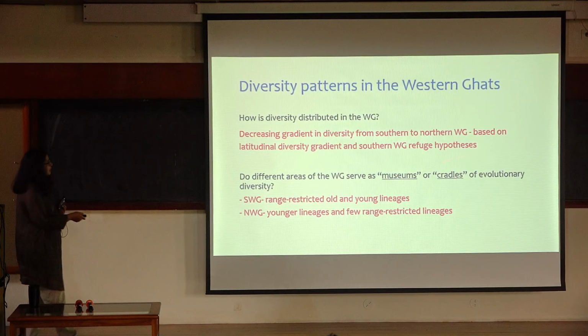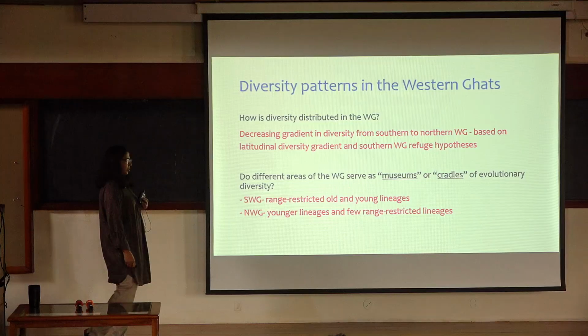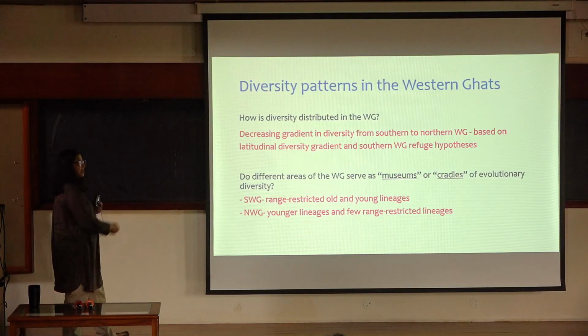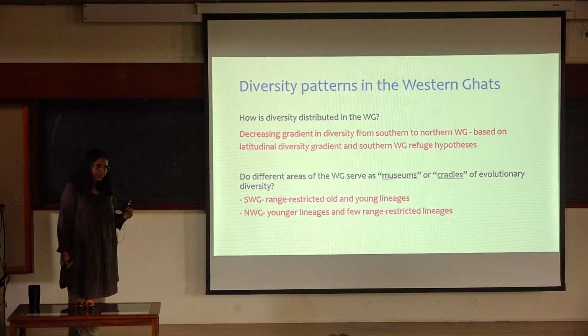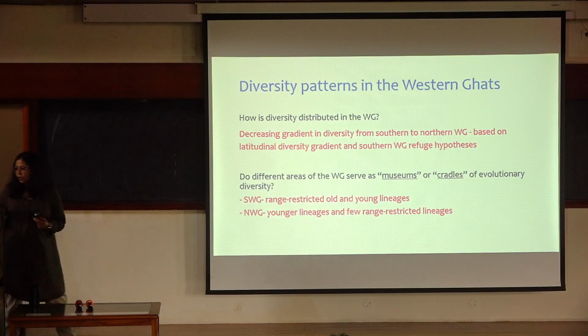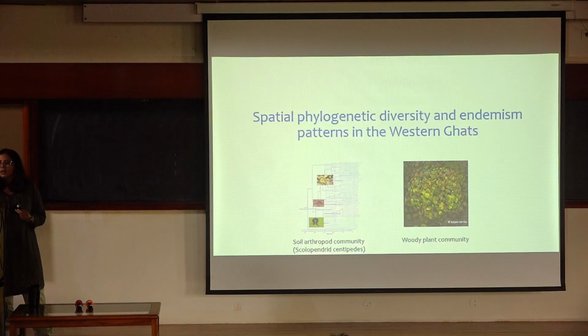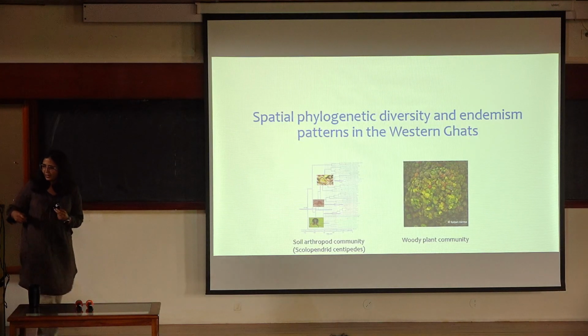The questions we asked: how is the diversity distributed in the Western Ghats, and what are its potential drivers? Are the Western Ghats really museums of diversity? What sort of species do we have? We have old ancient species, or we have young range-restricted species, or a combination of both. So I want to present two case studies, one using soil arthropods and one using plants.